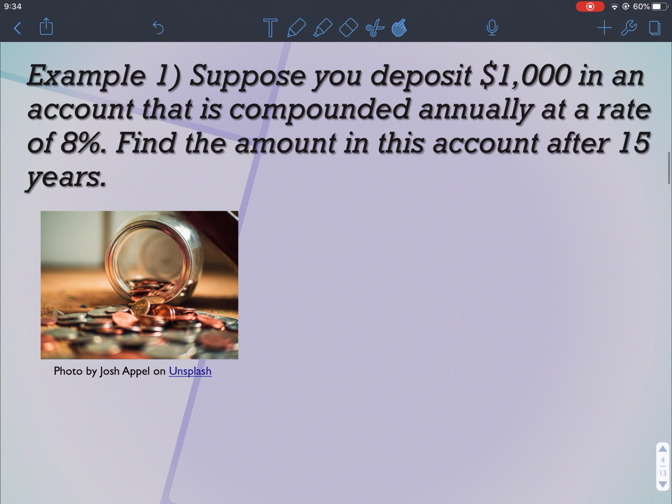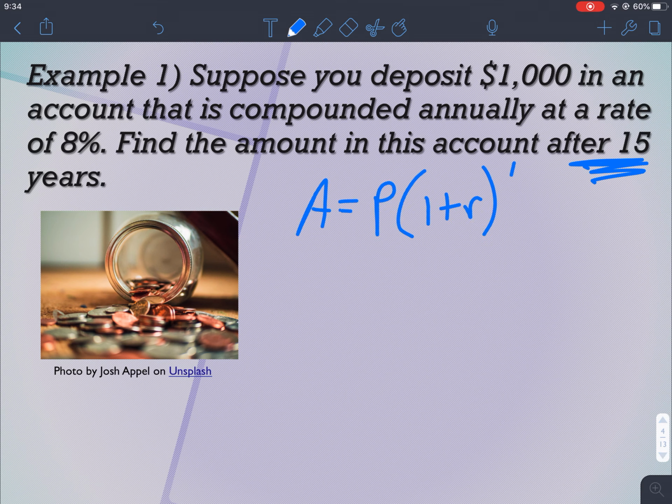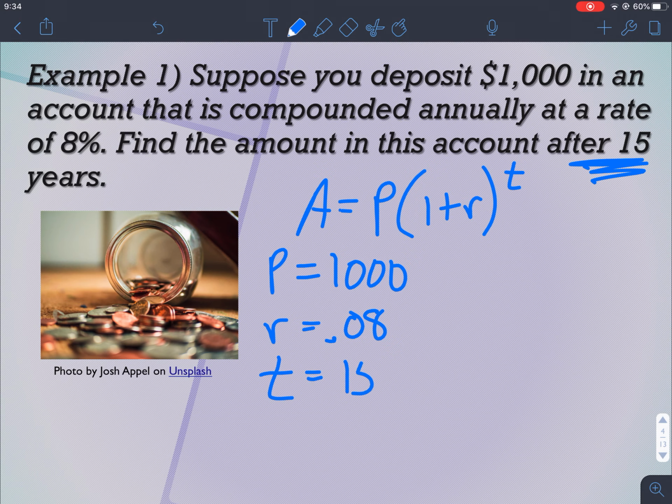An example, suppose you deposit that same $1,000 at 8%. Well, instead of repeating the process for 15 years and doing it over and over again 15 times, why don't we just use the compound interest formula, in which the principal is our initial amount, $1,000, R is 0.08, and now T, our exponent, is 15.